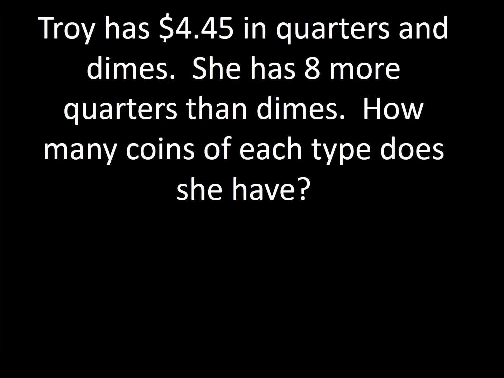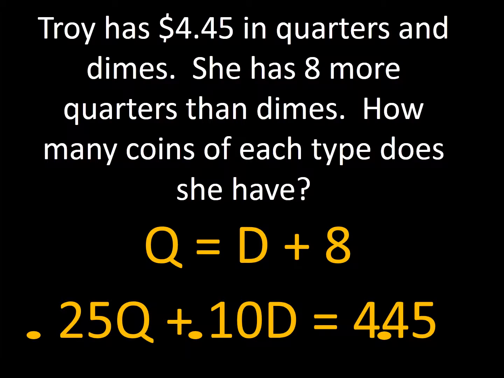Here's still one more problem. Tori has $4.45 in quarters and dimes. If she has 8 more quarters than dimes, how many coins of each type does she have? Since there are 8 more quarters than dimes, add 8 to D, which equals Q. Now the money equation. Multiply 0.25 times Q, add 0.10 times D, and set it equal to 4.45. Of course, we want to multiply through by 100, yielding 25Q plus 10D equals 445.